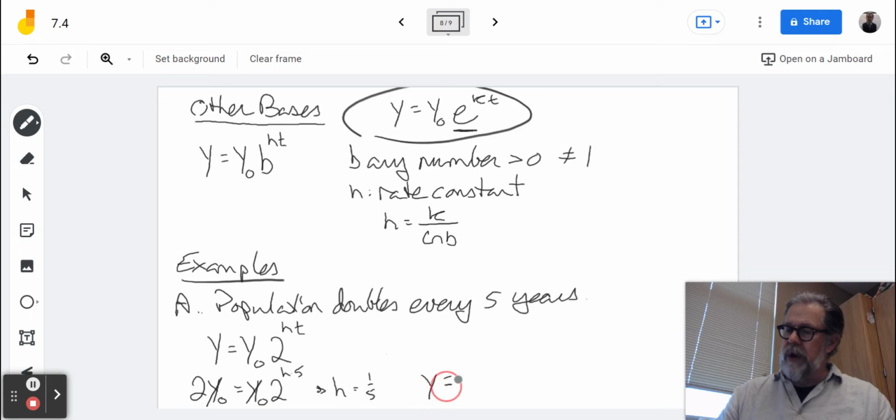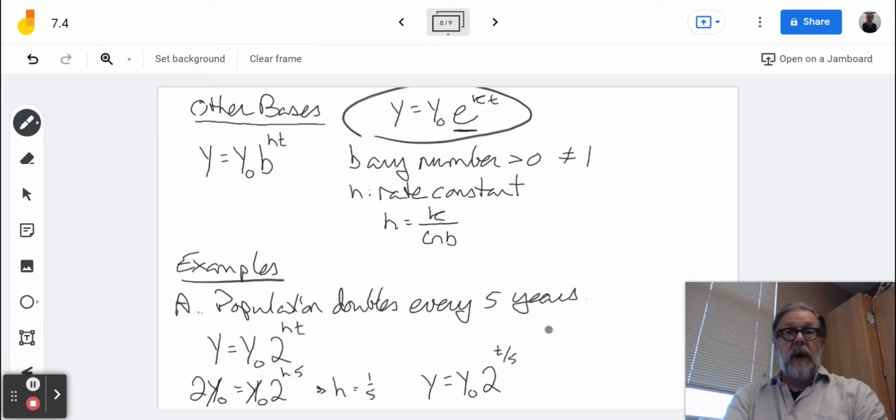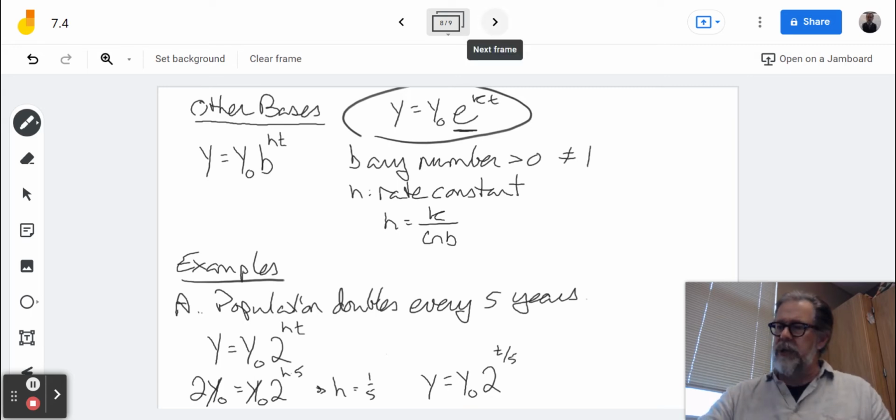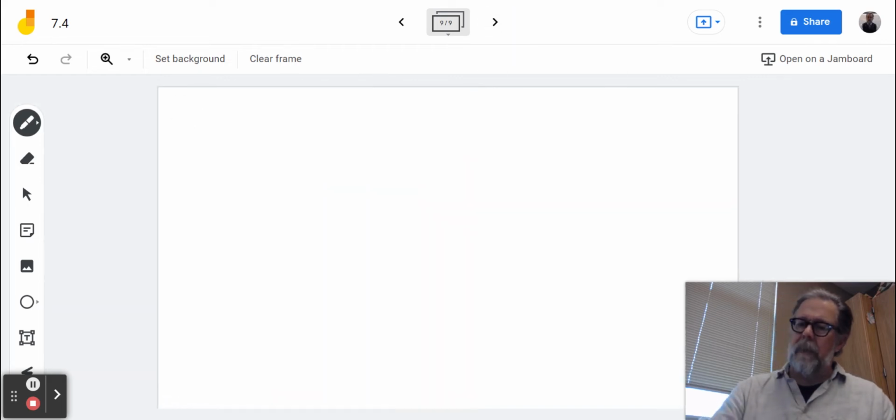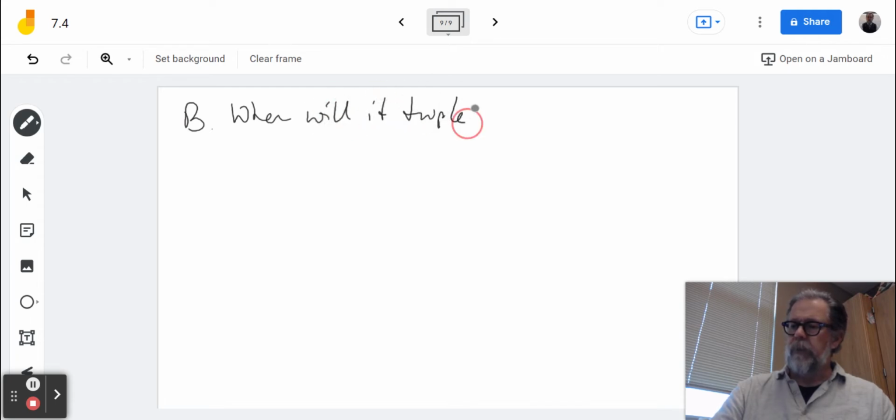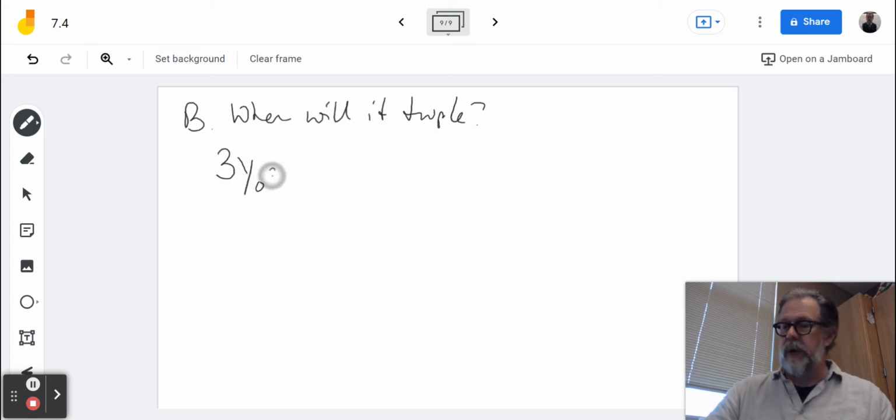And therefore, the equation for a population that doubles every 5 years is y is equal to y sub naught 2 to the power of t over 5. So the next question might be, well, if we look at this equation, what about the same population? When will it have tripled? And so what we now have is that 3 times the original population is equal to y sub naught 2 to the t over 5.